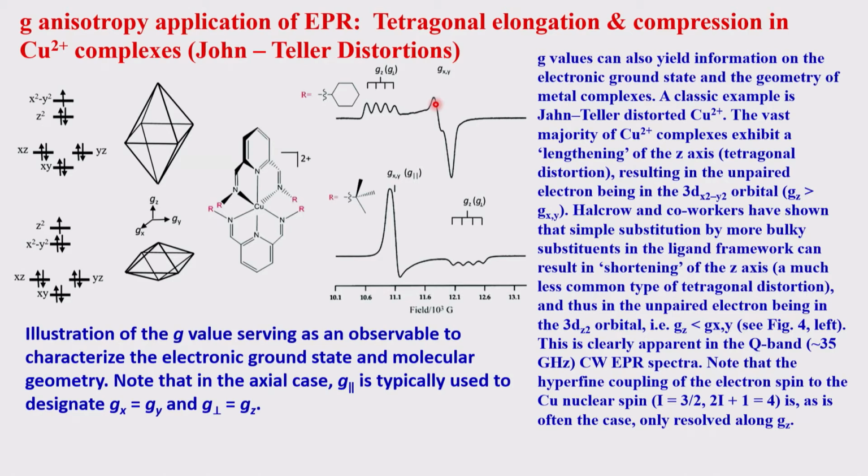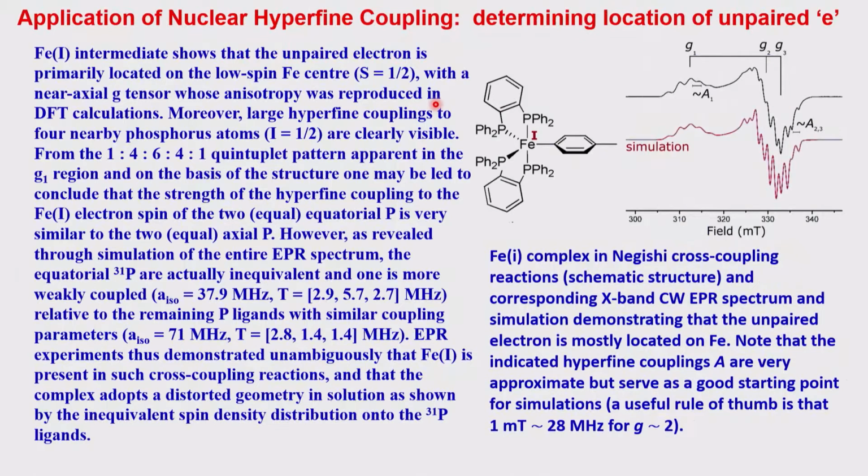Sometimes even in an X-ray structure, if the resolution is not very good, the difference in the bond lengths will be somewhat bad, and then you will not be able to differentiate whether it is the tetragonal elongation or compression. But here you can easily differentiate. Let us go into another example and try to interpret how this unpaired electron thing works.